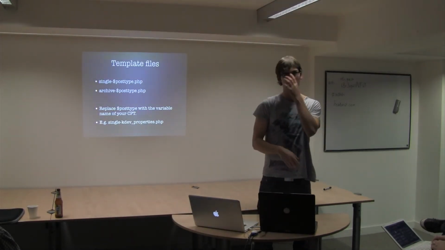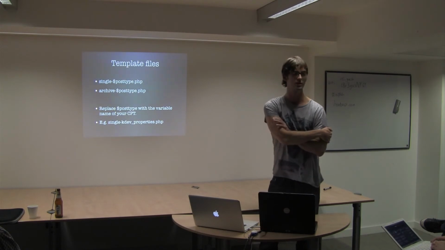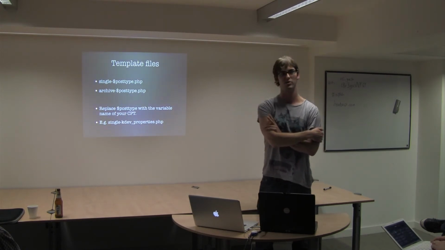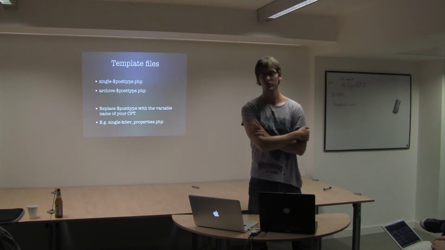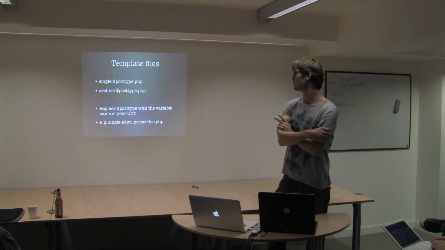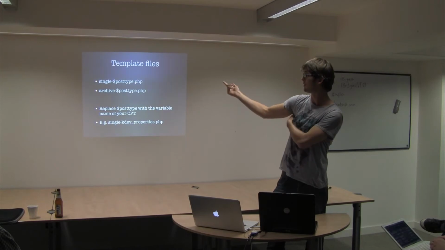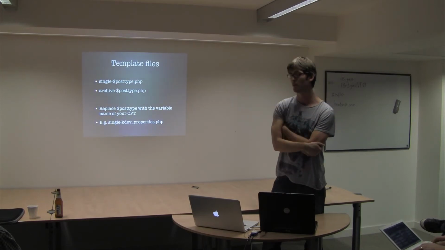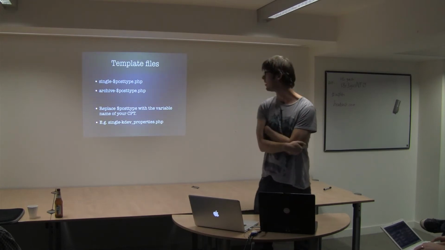So if you're familiar with the WordPress template hierarchy and structure, WordPress gives you two template files that you can use with your custom post type. The first one is single-posttype.php. So you just replace the post type with the name that you came up with. So mine would be kdev_properties up there.